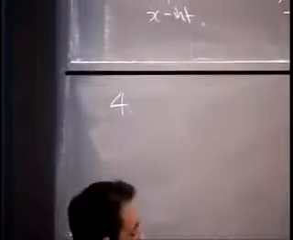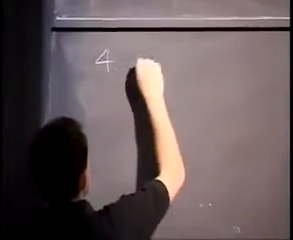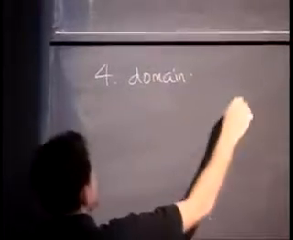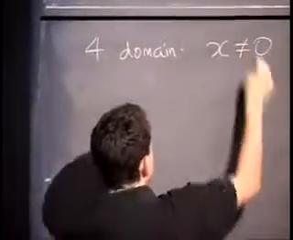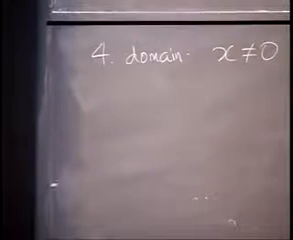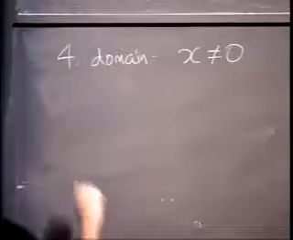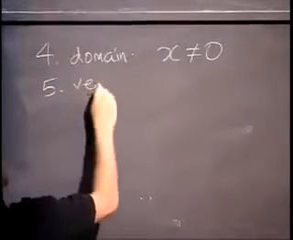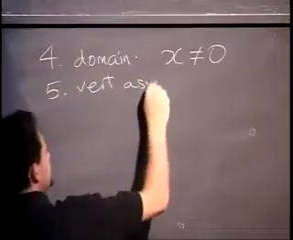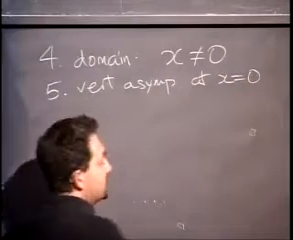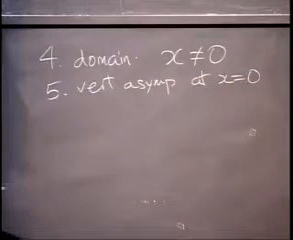Step 4, we need to consider the domain. And if you look at the original function, the only problem is the denominator could be 0, and that only happens when x equals 0. Now, the numerator is not 0 then, so we're going to get a vertical asymptote at this point. Denominator is 0, the numerator is not 0, we'll get a vertical asymptote.